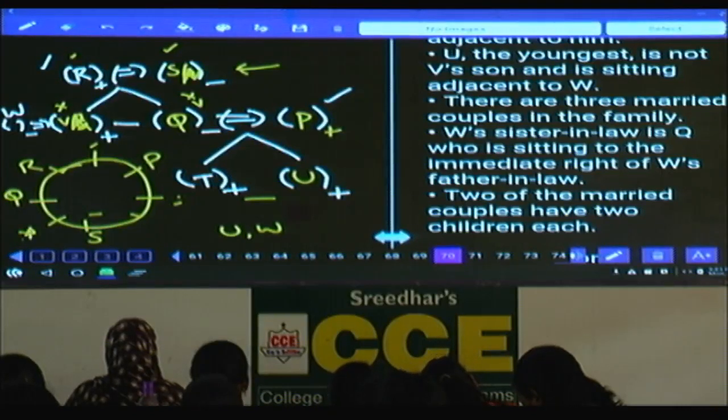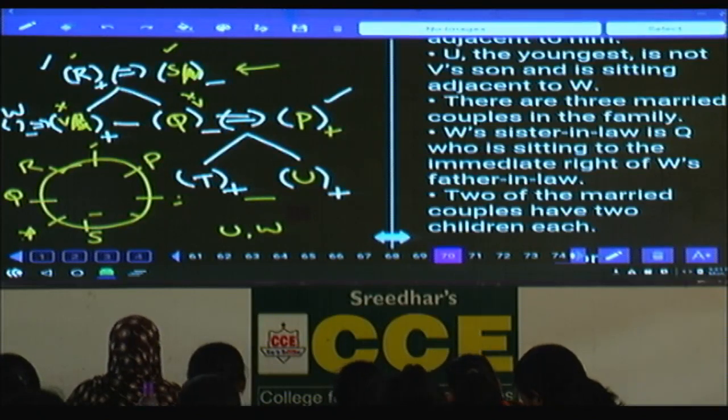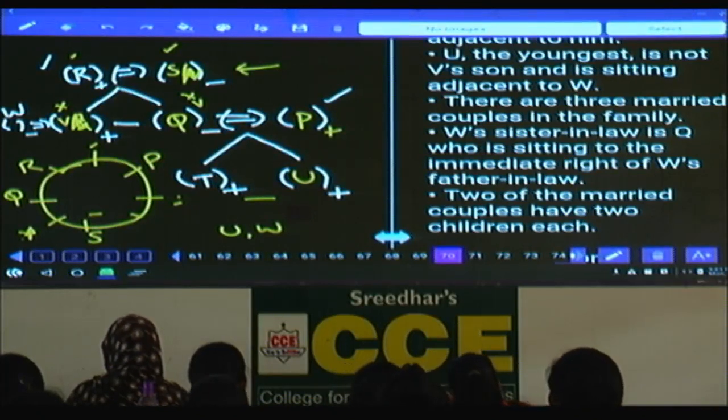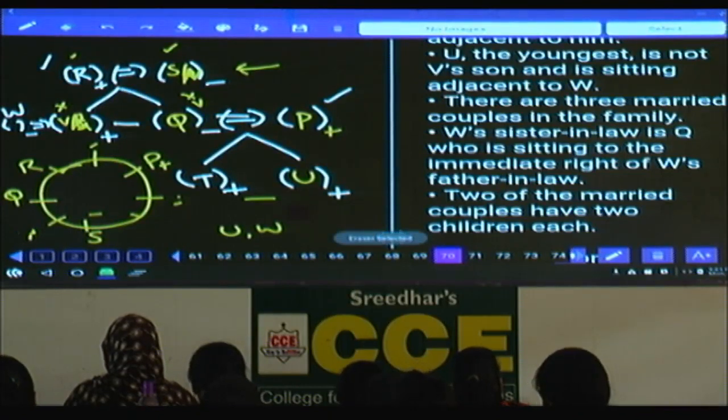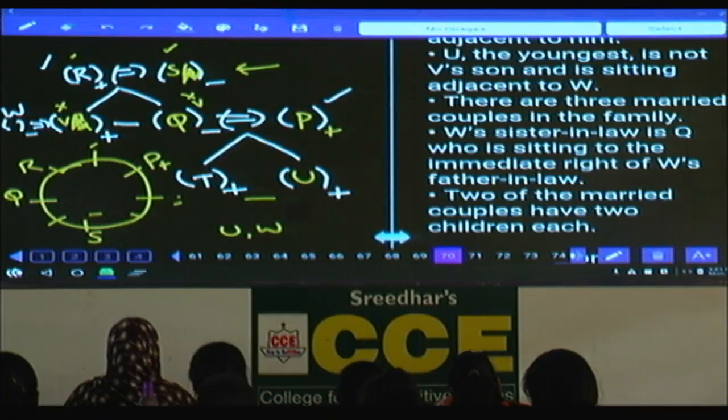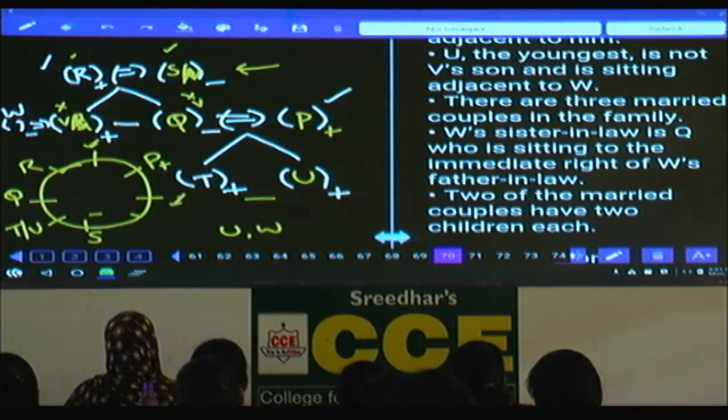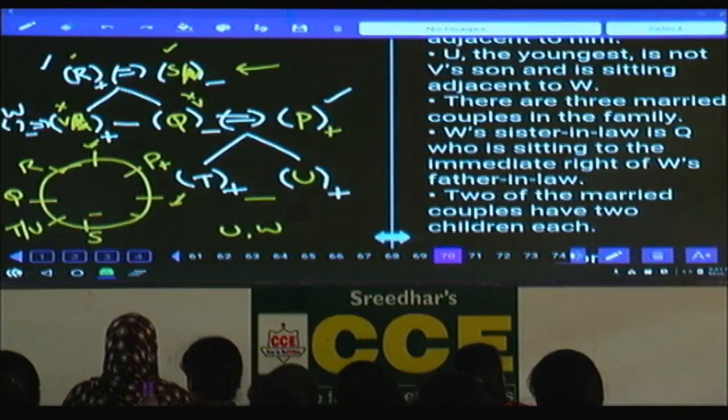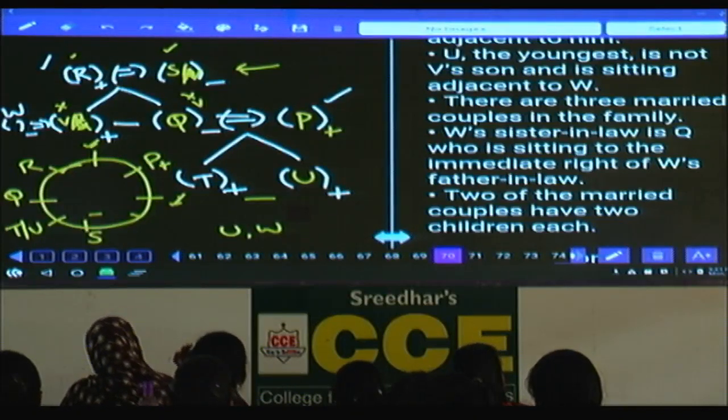P cannot be at this place in between Q and S, because if in between Q and S, one between these two persons must be his son, which is not possible. Hence, P must be at this place, and between T and U, one person must be here, and the other person at this place. Done? And one of P's sons is sitting opposite while the other is adjacent.